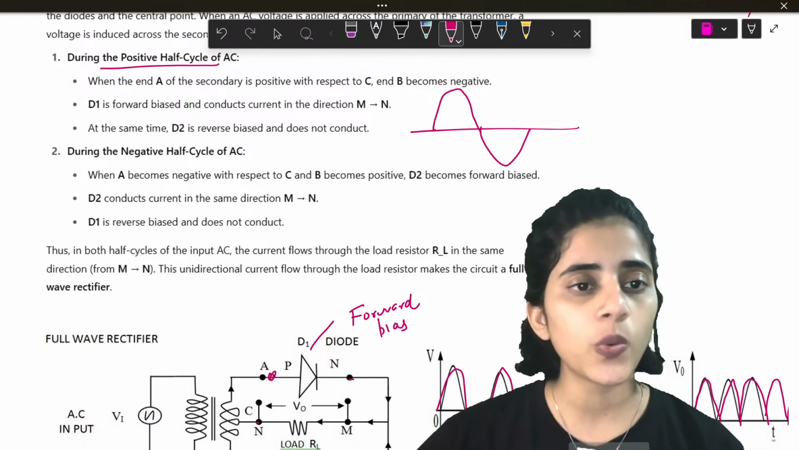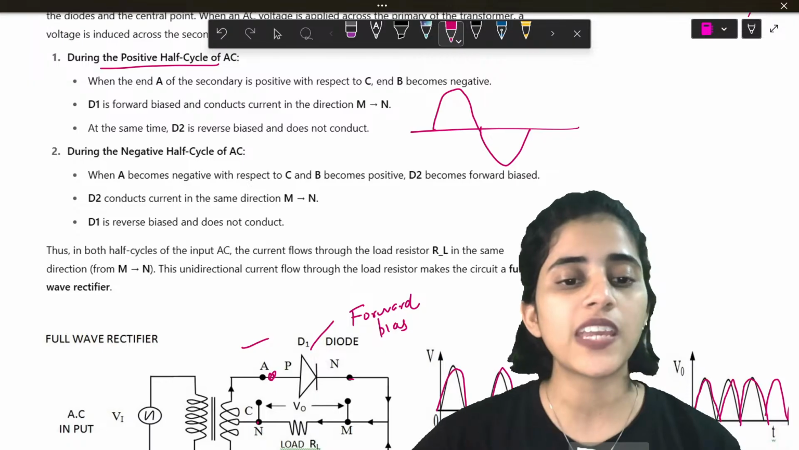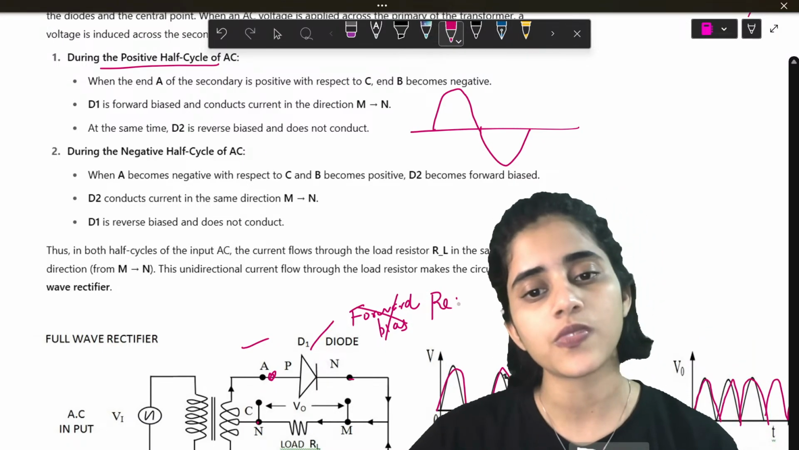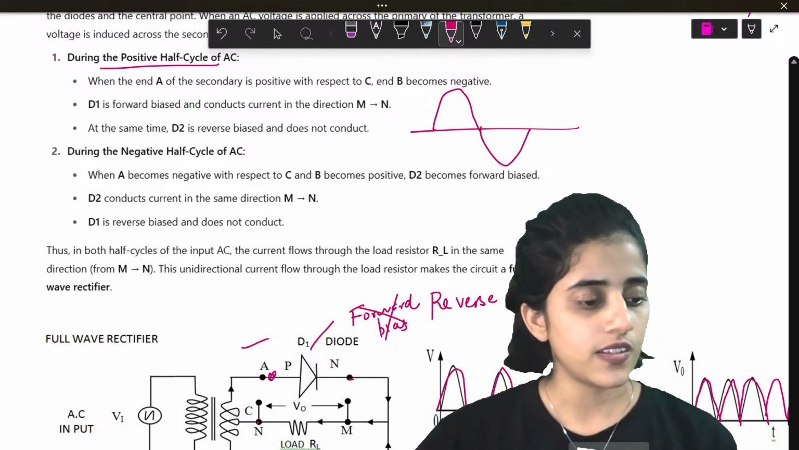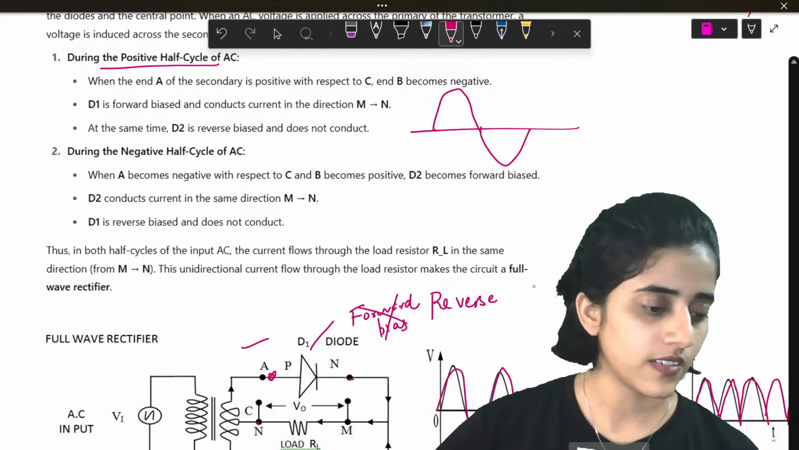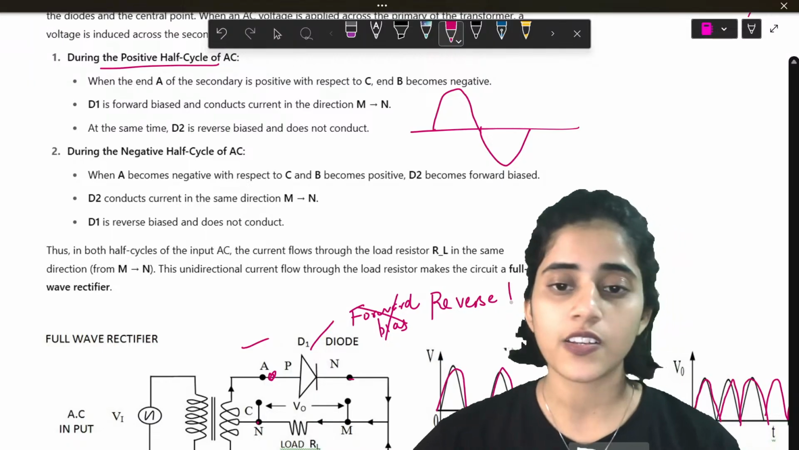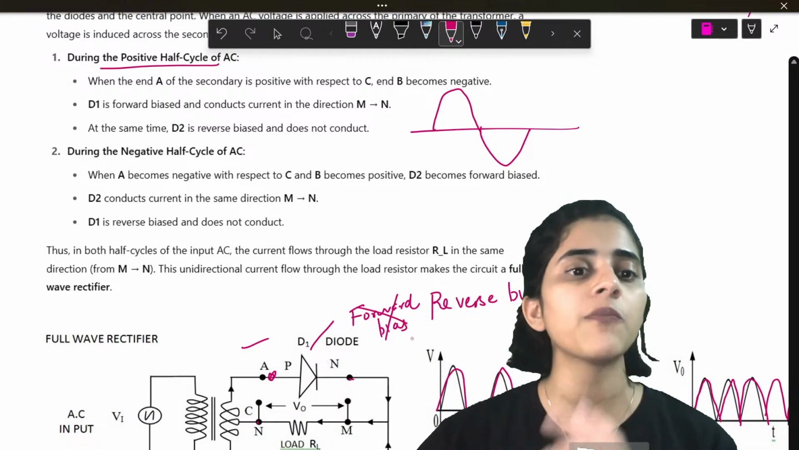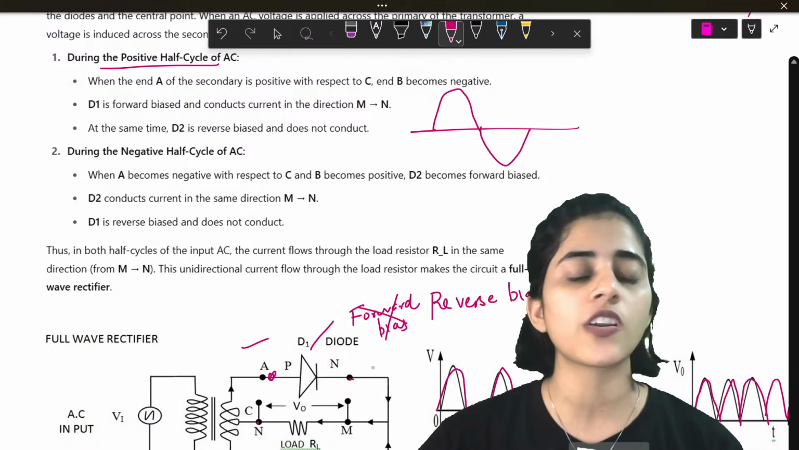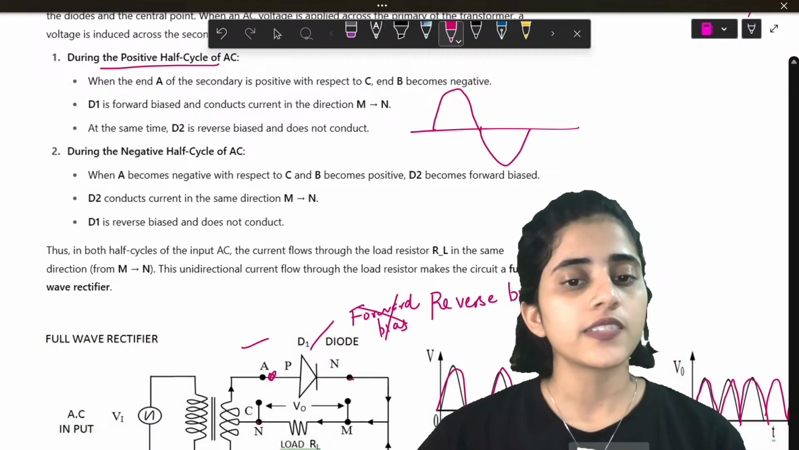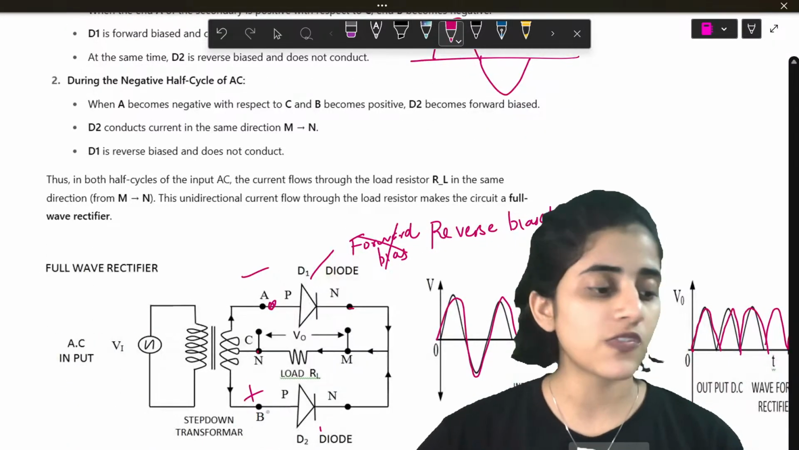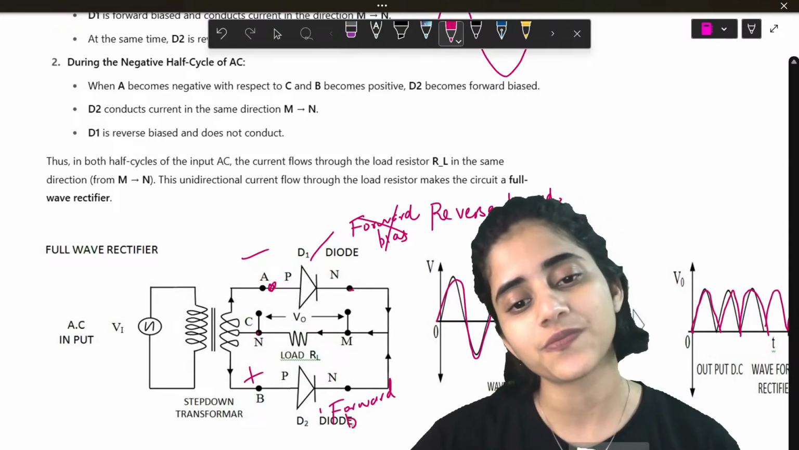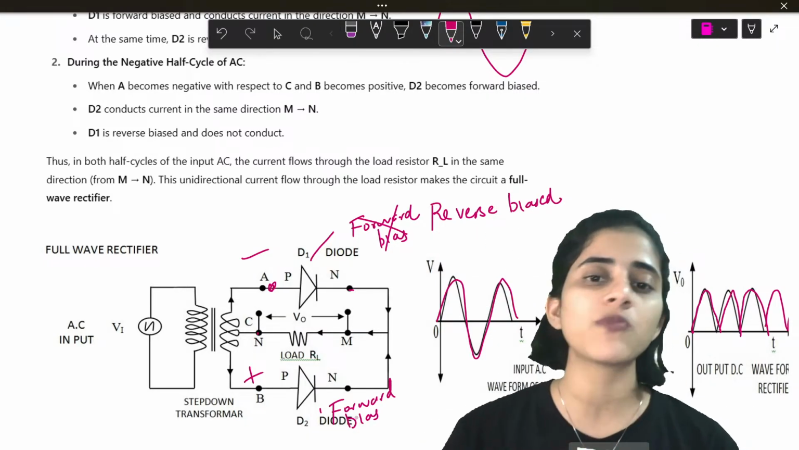Then A will be negative, B will be positive. So if A is negative, then D1 will become reverse biased. Yes. So D1 will become reverse biased and then it will not conduct. Now B is positive. So what happens? B will become forward biased. So D2 will become forward biased.